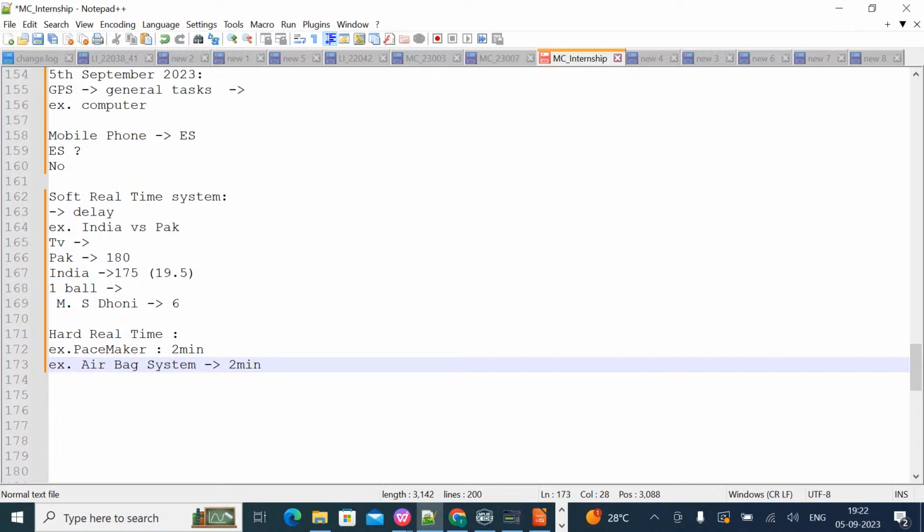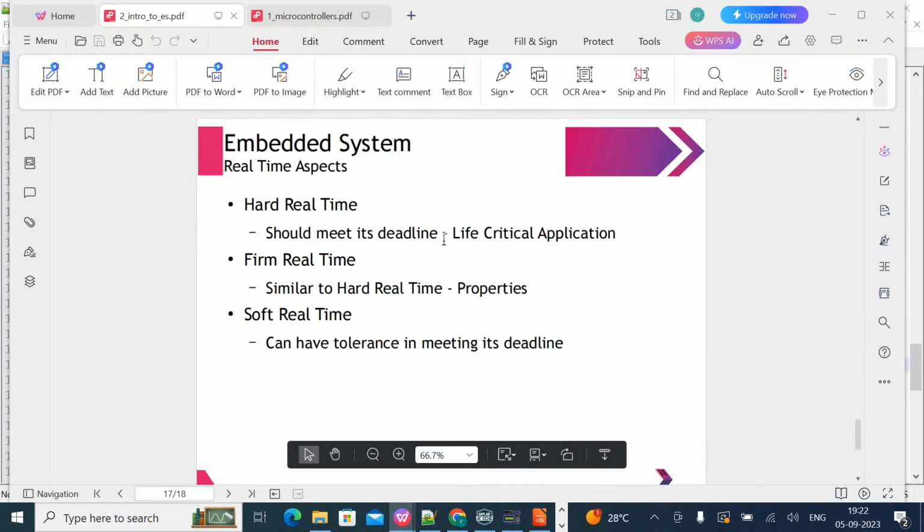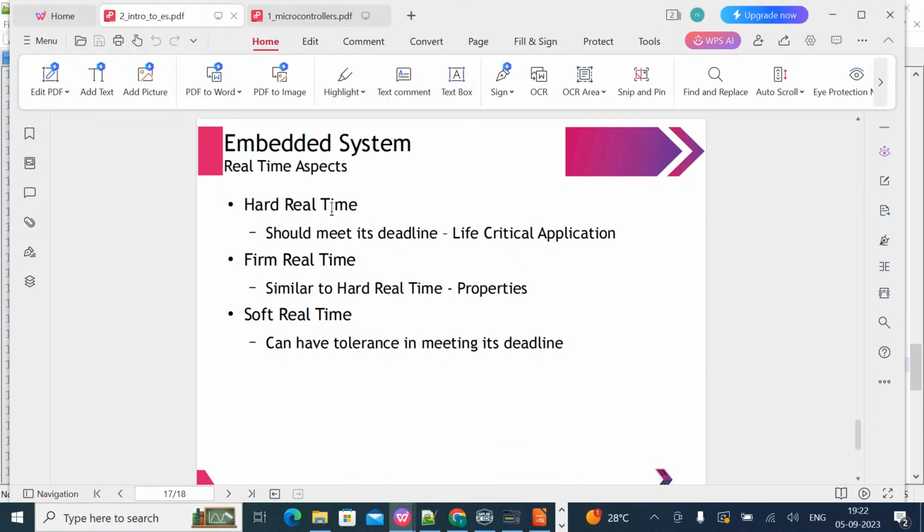What do you mean by life critical application? Yes, hard real-time systems are usually deployed where human life is critical. You can see the life critical applications in case of hard real-time system. And in case of soft real-time system, that's fine if you have a little tolerance in meeting the deadline.